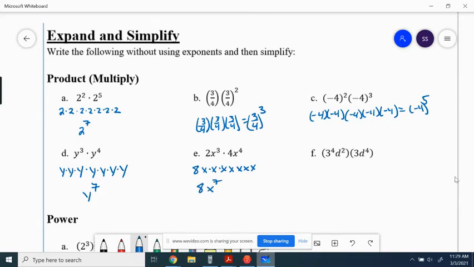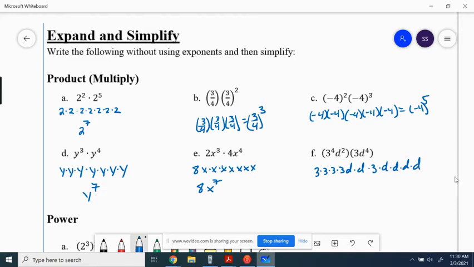All right, F, this one's a little bit different from E. We have the number with an exponent, and we have variables. So this first part is 3 to the fourth. So this is 3 times 3 times 3 times 3. And then we have d times d. Okay, that's the first part. And then we have 3 to the first power. So that's times 3. And then d times d times d times d.